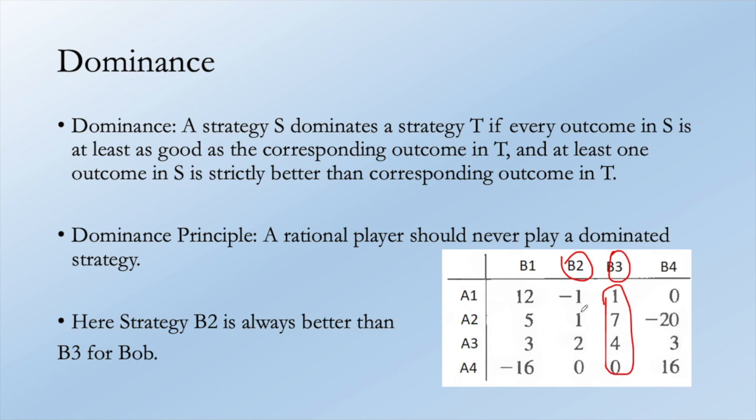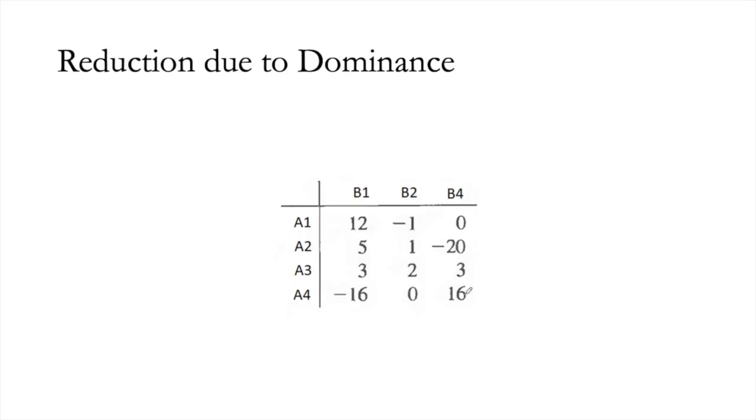The dominance principle says that a rational player should never play a dominated strategy. That means Bob will never apply strategy B3. So for further calculation, we can always omit strategy B3 and we get this matrix. And here again we can try to find a saddle point. If that exists, that will be the value of the game. If that does not exist, we'll try some other options.